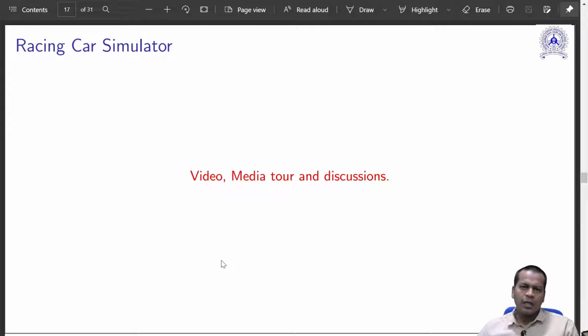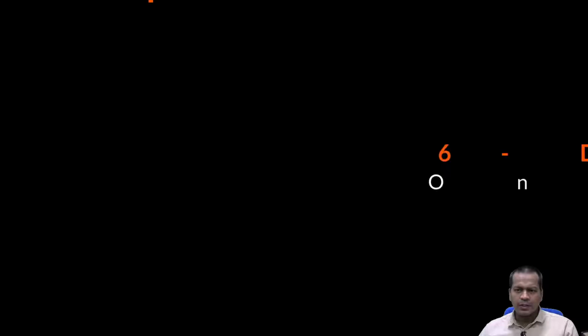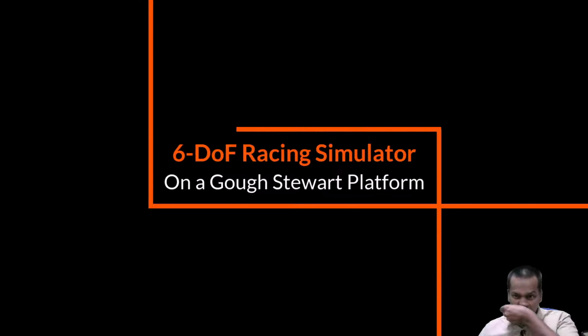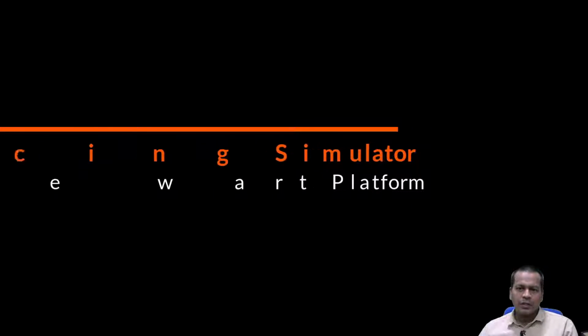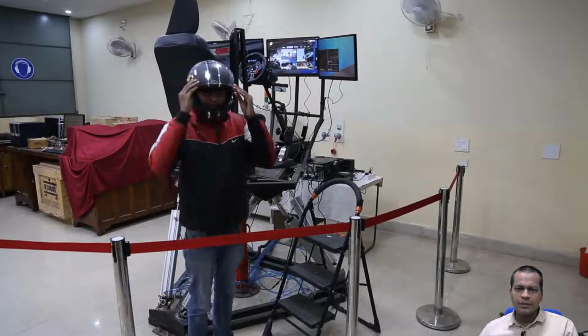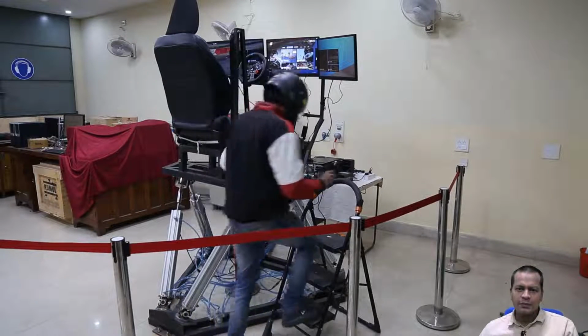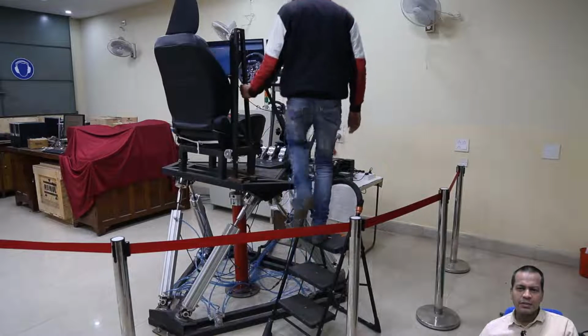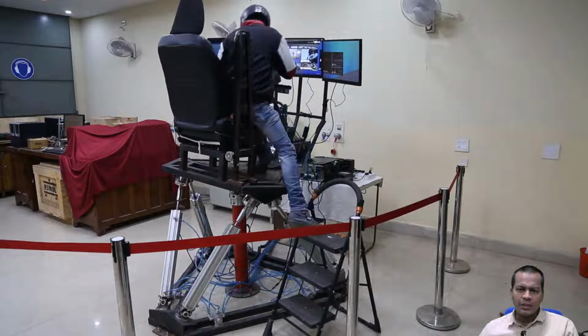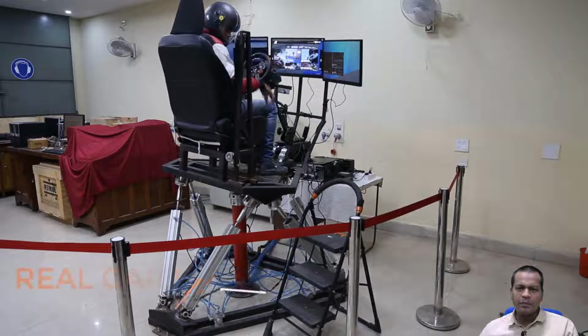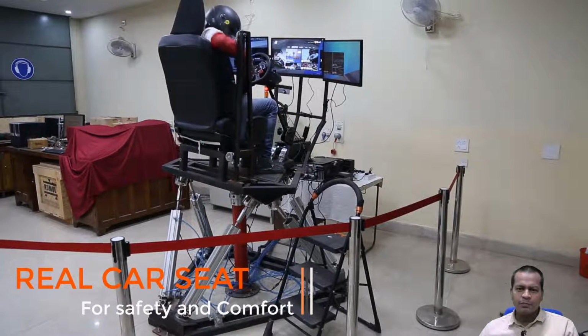I'll show you some examples of this type of platform now. This should be of good interest for you. This is a 6-DOF racing simulator on the Gough-Stewart platform. You see this, this is what I meant by being prismatic.